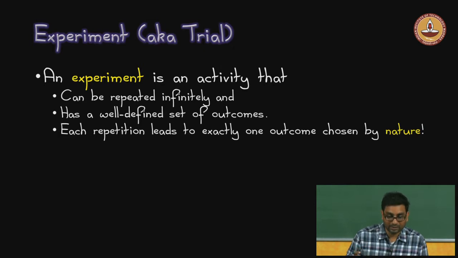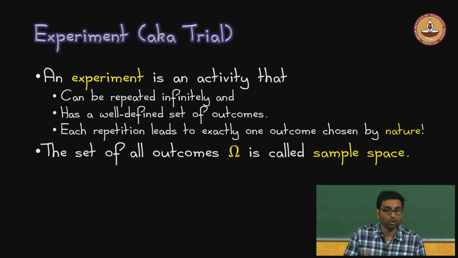It's something that can be repeated as many times as needed, at least mentally speaking. It has a well-defined set of outcomes. So this experiment should have a clear set of outcomes, and each time the activity is repeated, you can think of it as though nature is choosing one of the outcomes through some means. We don't know. We are not going to get into how nature behaves in specific terms, but we're just going to assume that nature is going to pick one outcome, and the set of all possible outcomes is called the sample space.